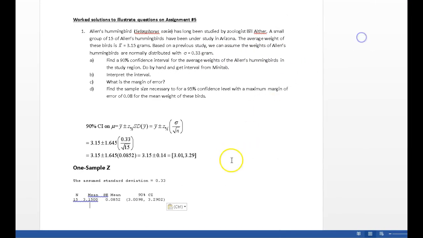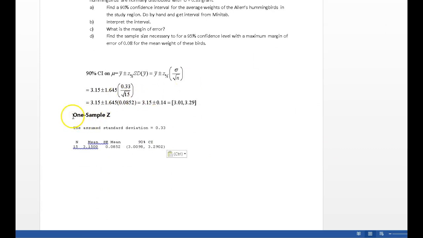Back over here, I've just copied that into my document. When I look at the information that I'm getting out of Minitab, first of all, I've done the one sample Z. This is referred to sometimes as a Z interval because we're using the standard normal distribution. The assumed standard deviation is my population standard deviation. We are giving it some sample data, sample size, sample mean. It calculates the standard error of the mean, by the way, and notice that 0.0852 is the same value that I get right here by hand.